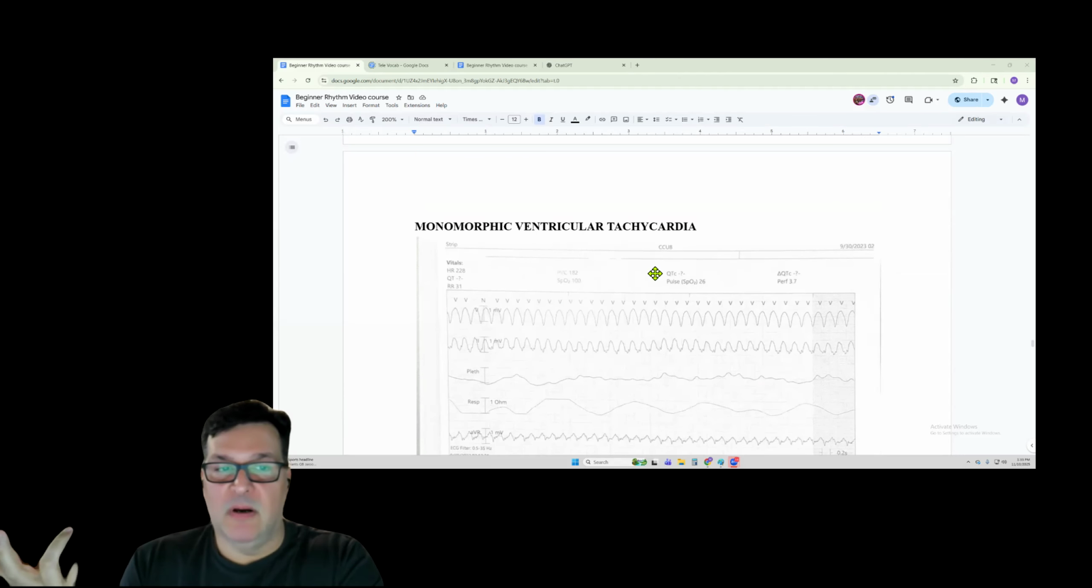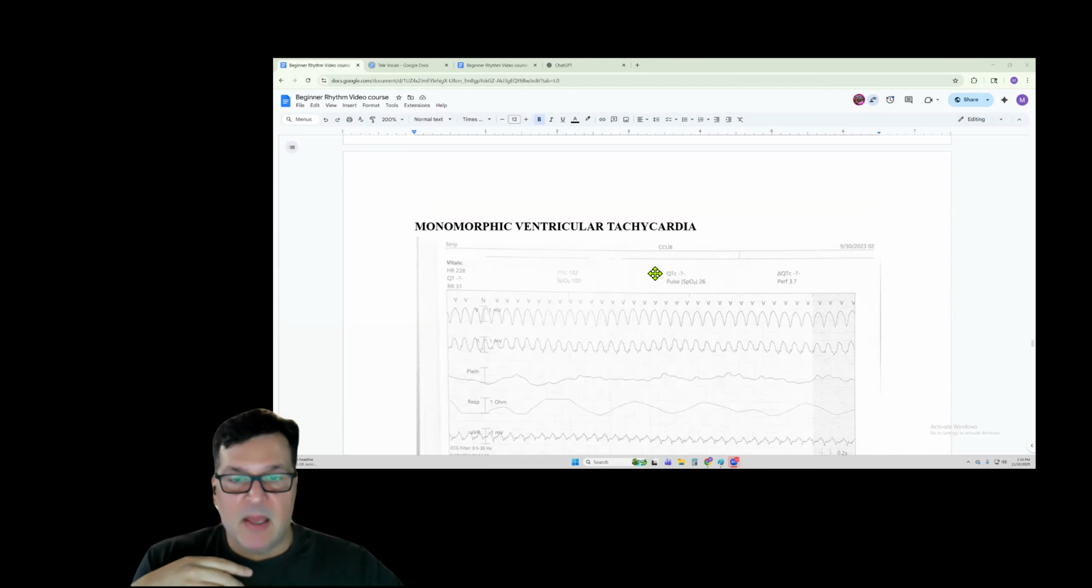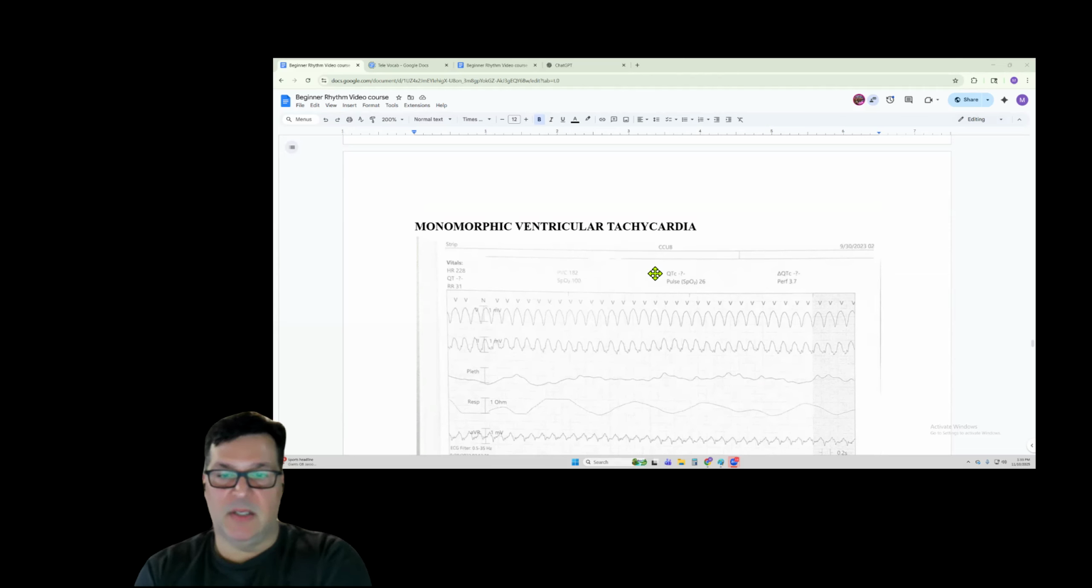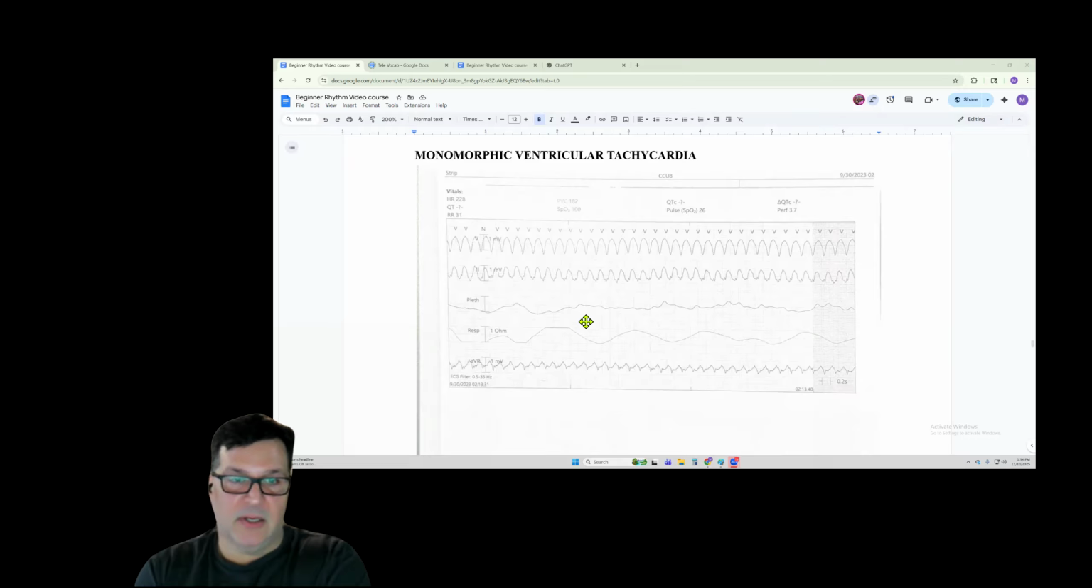So there are two forms of VTAC. One is monomorphic, which means all the PVCs are coming from the same place and they look all the same. This is a particular example. You don't actually get to see the sinus, but this is VTAC right here. This is your T wave. This is your QRS complex right here. And it immediately merges and transitions into another contraction.